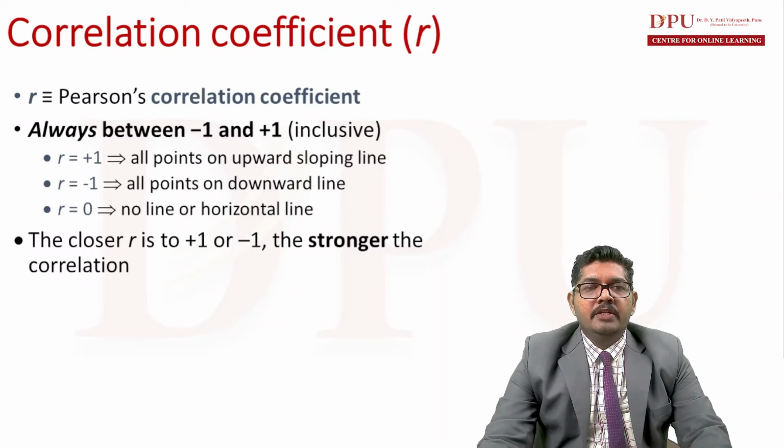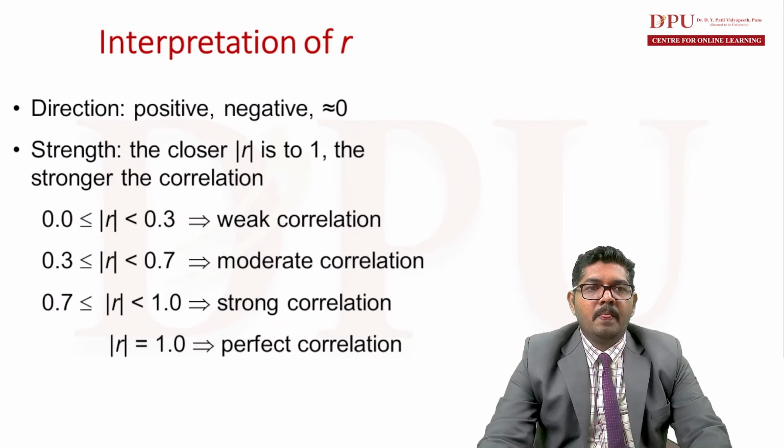The closer R is to +1, we say that it is a strong positive correlation. The closer R is to -1, we say that there is a strong negative correlation. The closer R is to 0, we say that there is a weak relationship. Interpretation of R again: direction is positive, negative or 0. Strength: the closer R is to 1, the stronger is the correlation. Alright, so we are taking positive values of R here, the modulus of R.